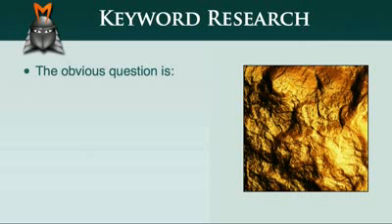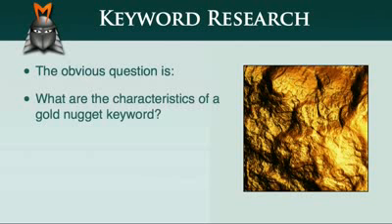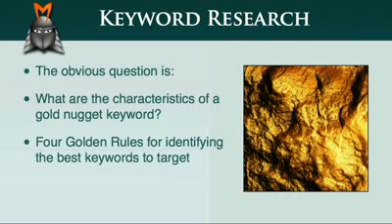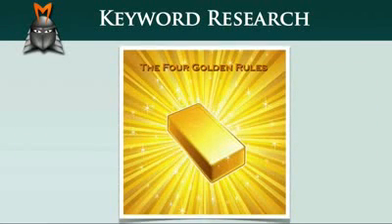The obvious question then becomes, what are the characteristics of a gold nugget keyword? Our analysis has led us to develop 4 golden rules for identifying the best keywords to target in your online business. The 4 golden rules are 1. Relevance, 2. Traffic, 3. Competition, and 4. Commerciality.